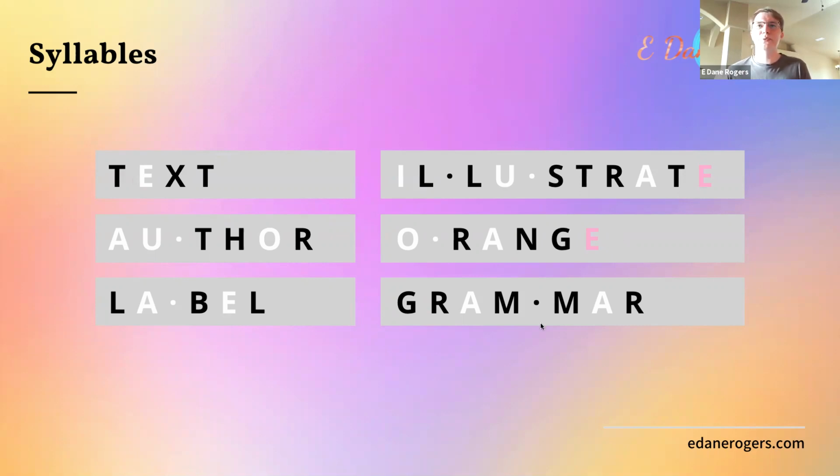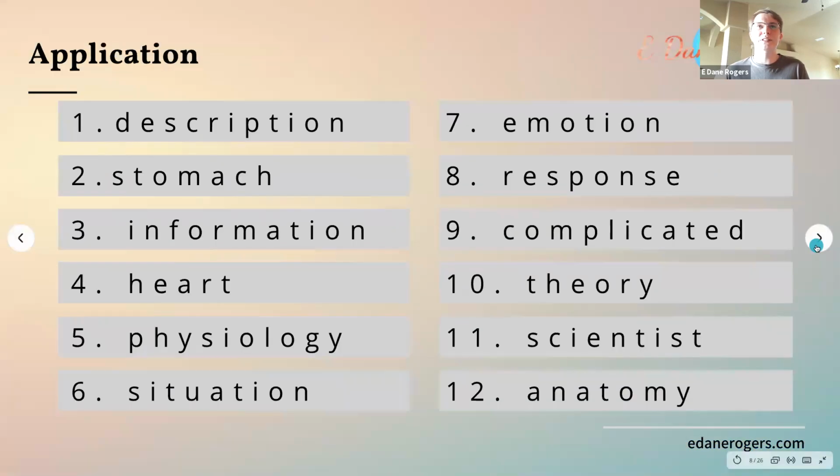And then grammar. This one is probably the easiest to syllabify here because there's no other vowel for the G to go to. It's going to stick with that R. Grammar, split right between the consonants. All right, so we're going to practice and we'll work through some of these together.